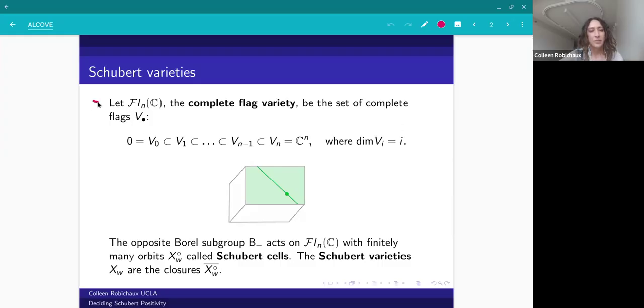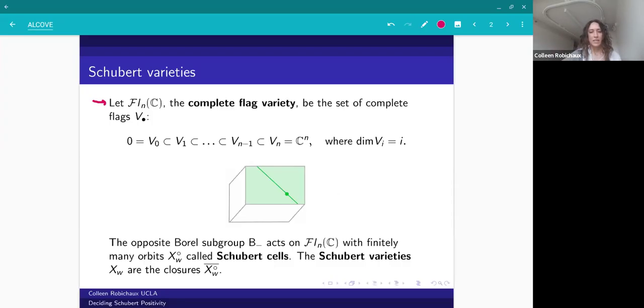So we'll start our journey with the complete flag variety. So this is the set of all complete flags in Cn. So by complete flags, I mean we'll start with the zero vector space, and then we're going to build up to a one-dimensional vector space, which is inside of a two-dimensional vector space, adding up sort of one dimension at a time until we build up to Cn. So here's a little picture: you can think we have a point that's lying in a line, that's lying in a plane, which is lying in the whole space.